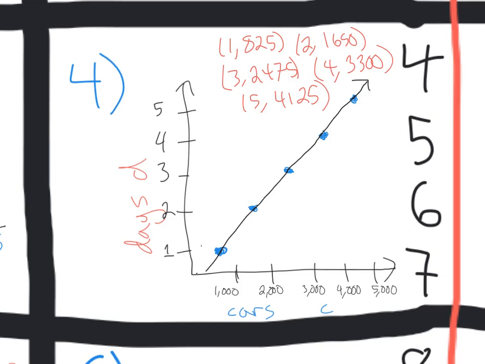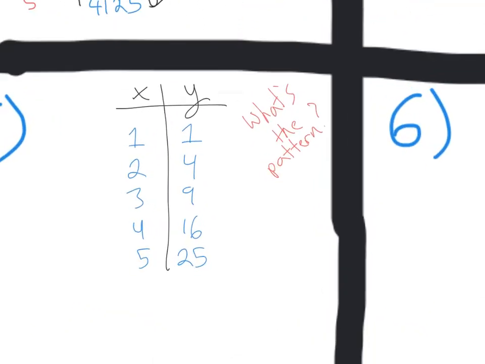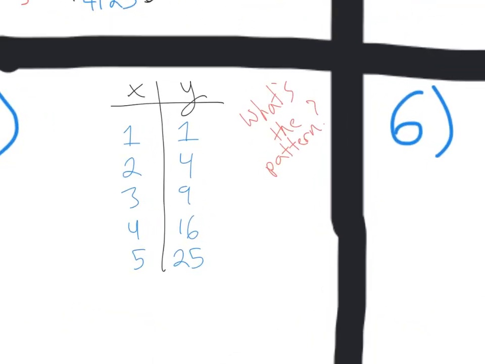Alright, let's take a quick peep at number 5. So number 5, we've got this table of values. Our x's on the left, our y's on the right, and our pairs go from 1 to 1, 2 to 4, 3 to 9, 4 to 16, 5 to 25. What's the pattern here? Well, how do I make a 1 become a 1? Then how do I make a 2 become a 4, a 3 become a 9? And I have to keep that same pattern the whole way down. This one is actually the squared pattern.